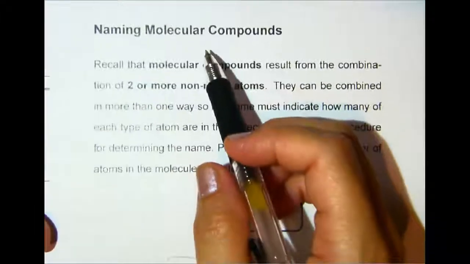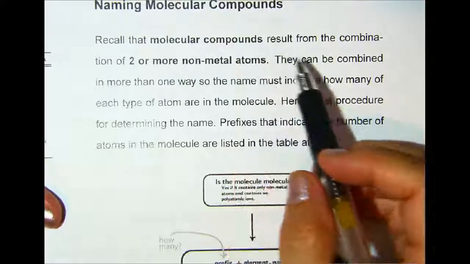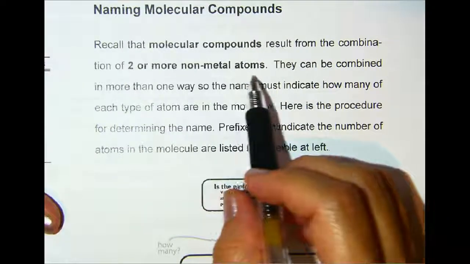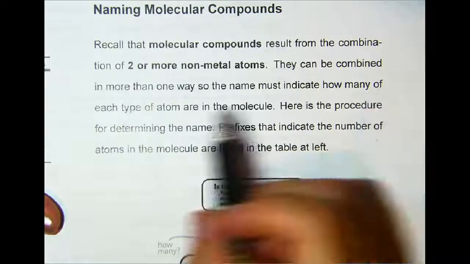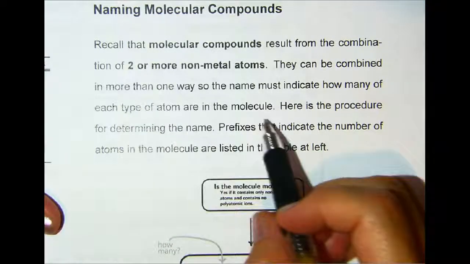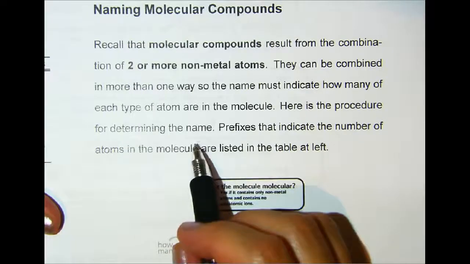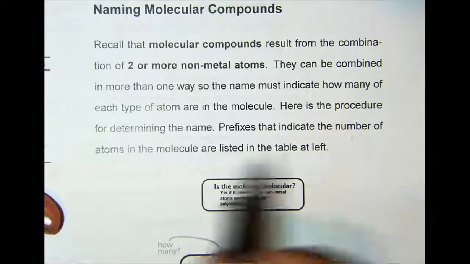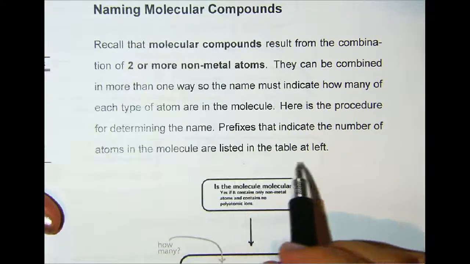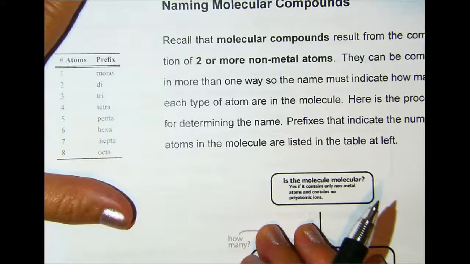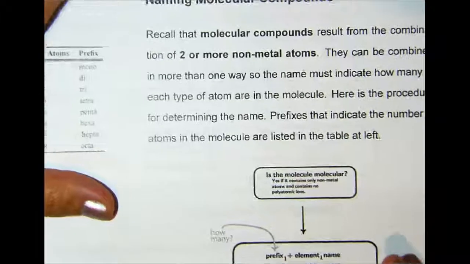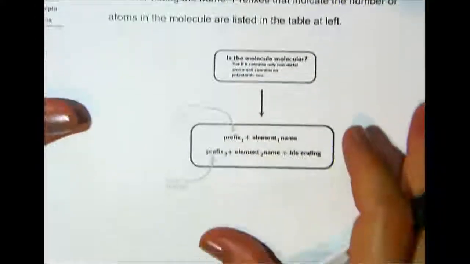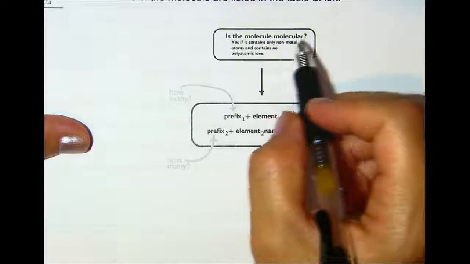Naming molecular compounds. Recall that molecular compounds result from the combination of 2 or more nonmetal atoms. They can be combined in more than one way, so the name must indicate how many of each type of atom are in the molecule. Here's the procedure for determining the name. Prefixes that indicate the number of atoms in the molecule are listed in the table at left. Here they are: mono, di, tri, tetra, penta, hexa, hepta, octa, and then nona and deca if you go 9 and 10.